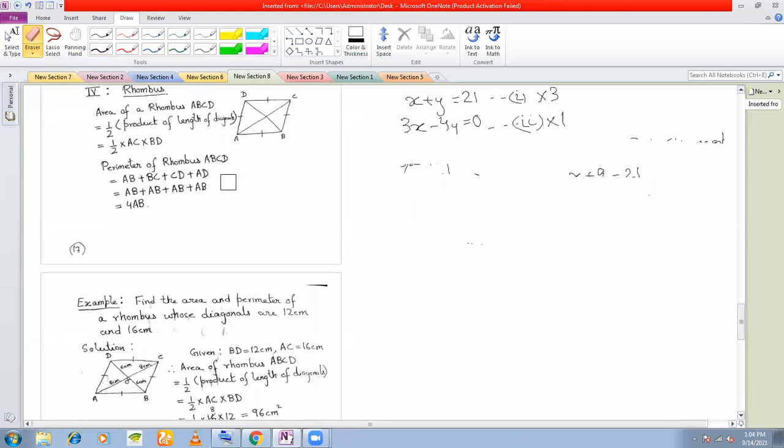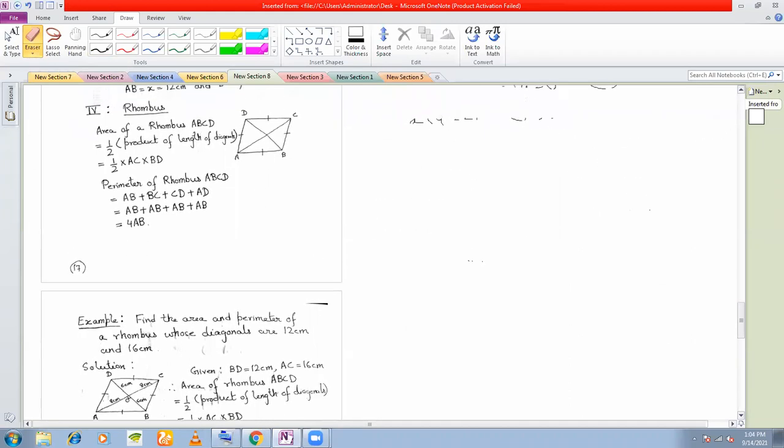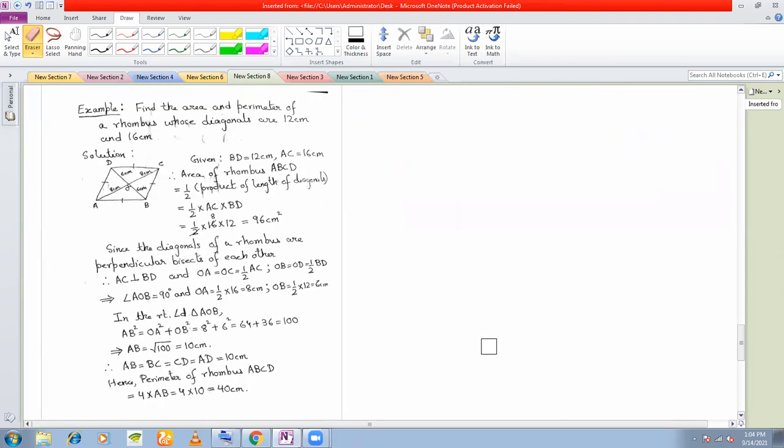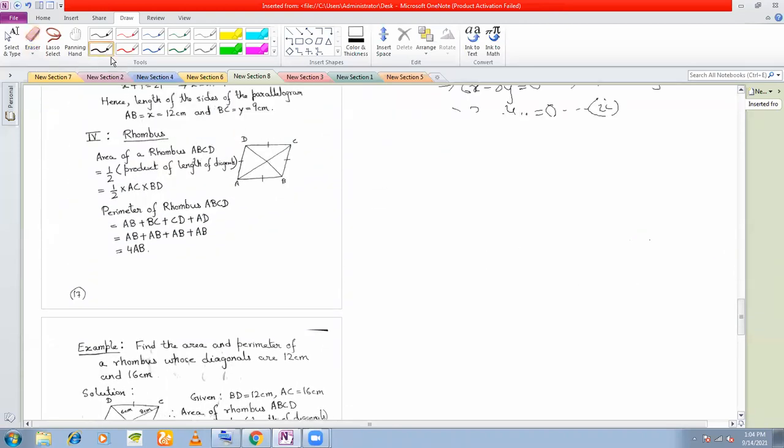What is a rhombus? A parallelogram in which all the sides are equal is called a rhombus. Remember your class 8 definition? A parallelogram in which all the sides are equal is called a rhombus. Okay. What is the formula for the area of a rhombus? Remember this formula? Here it is. Area of a rhombus is half of the product of the length of the diagonals.